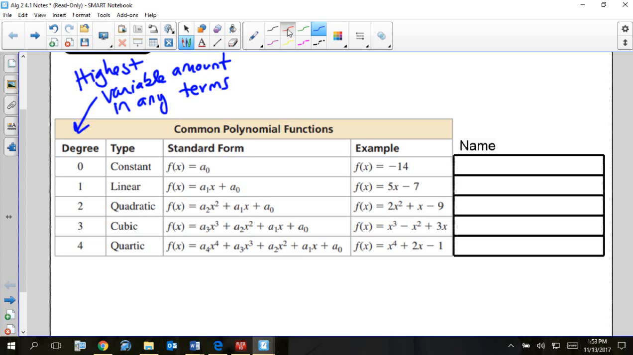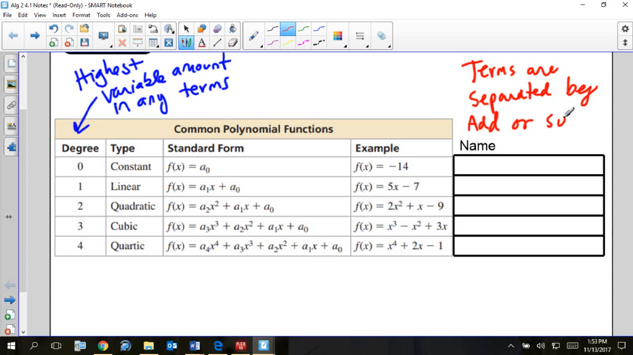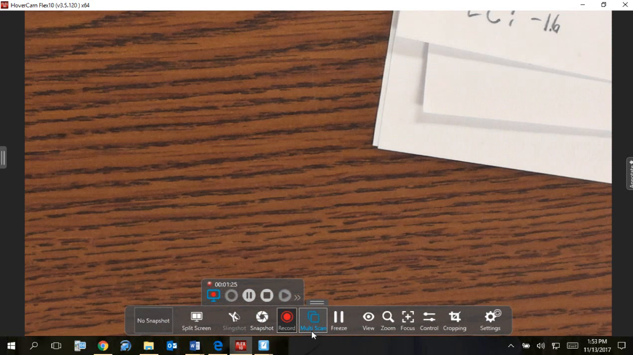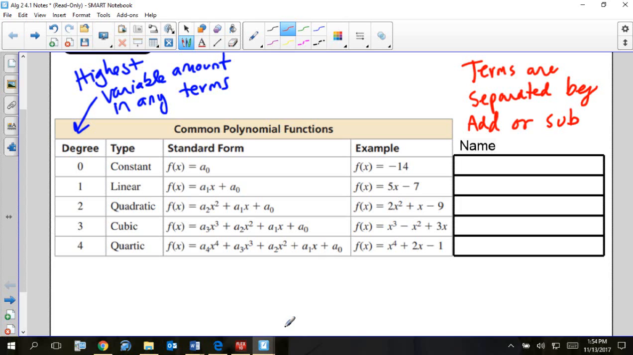So I better define that up here just in case. A term in a polynomial are separated by addition or subtraction. Terms are separated by addition or subtraction. Okay, here I have terms separated by plus, or by addition or subtraction.